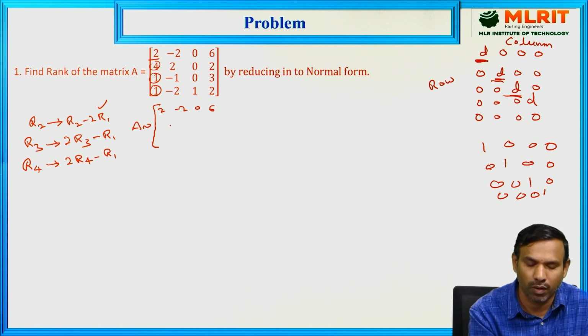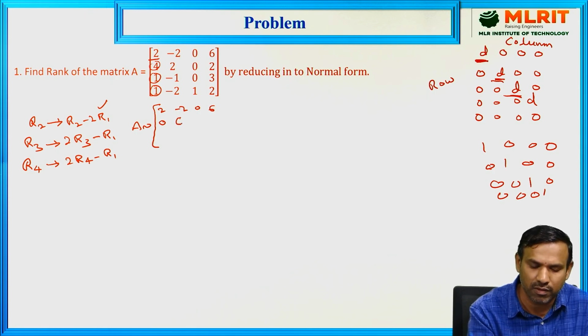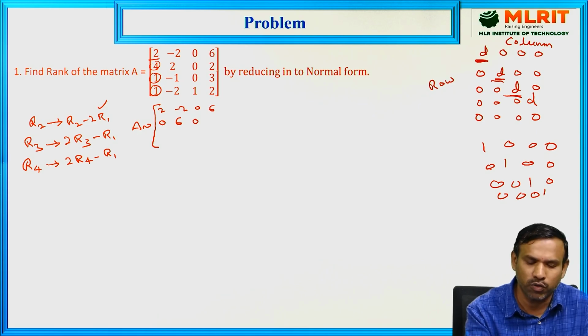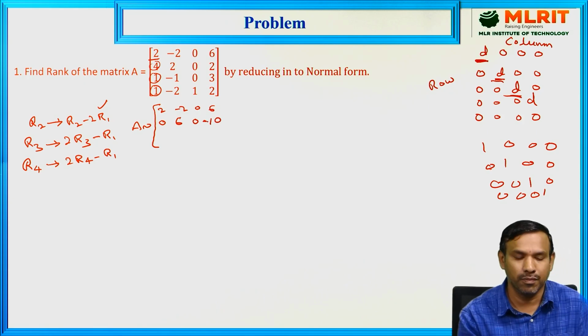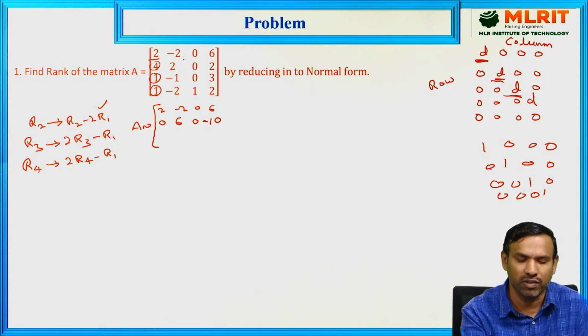Second row, R2 minus 2R1. 4 minus 2 into 2, 4 minus 4, 0. 2 minus of minus 2 into 2 is 2 plus 4, 6. Next, 0 minus 0, 0. Then 2 minus 2 into 6, 12; 2 minus 12, minus 10. Once again check R2 minus 2R1: 4 minus 4, 0. 2 plus 4, 6. 0 minus 0, 0. 2 minus 12.